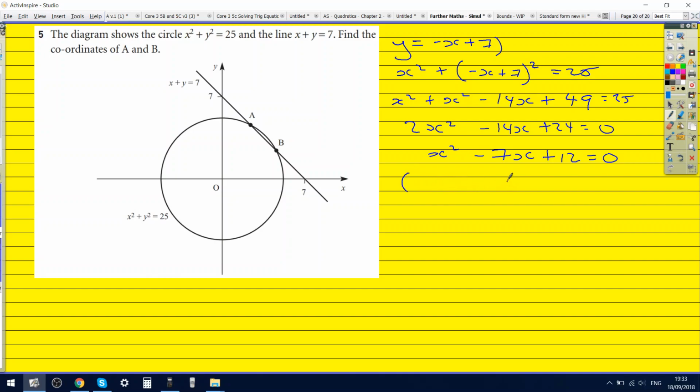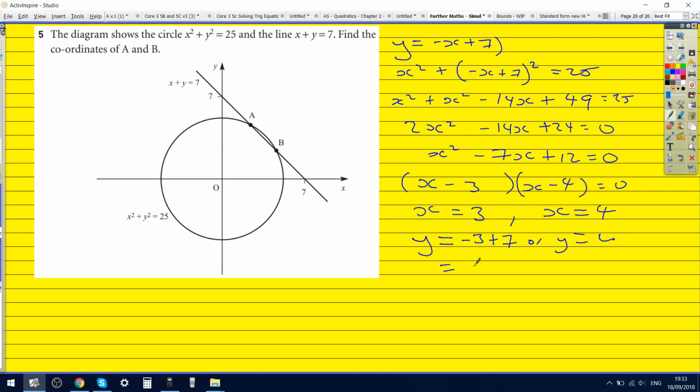So then we have in brackets x, over 3 and 4. So x minus 3, x minus 4 here. So we can say that x is 3 or x is 4. To find y, y is minus x plus 7. Y equals minus 3 plus 7. Y could be 4 here.